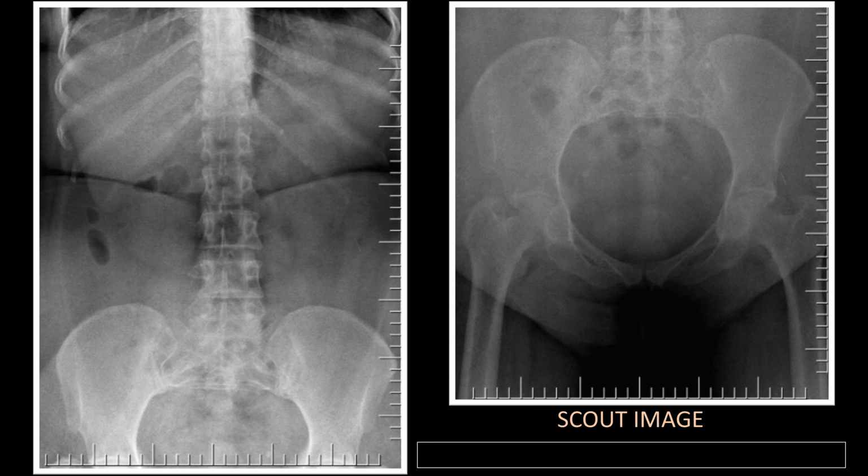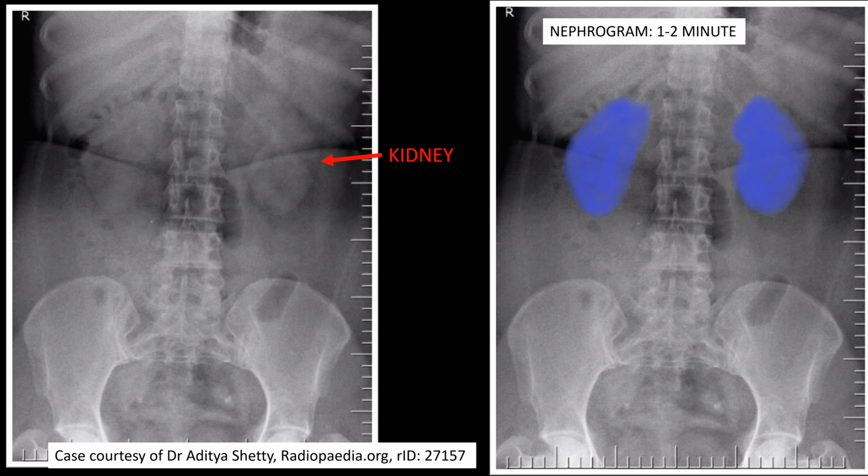Here we can see the first scout image of the plain abdominal X-ray. This image shows the pelvic region. At 1 to 2 minutes after injecting the dye, we can see the shadow of the kidney because the dye may have reached the kidney. This image can be known as nephrogram.